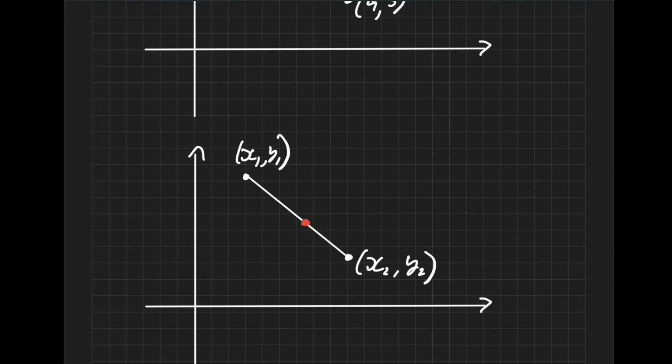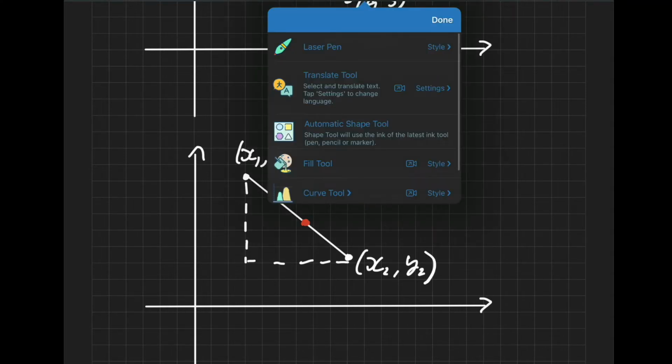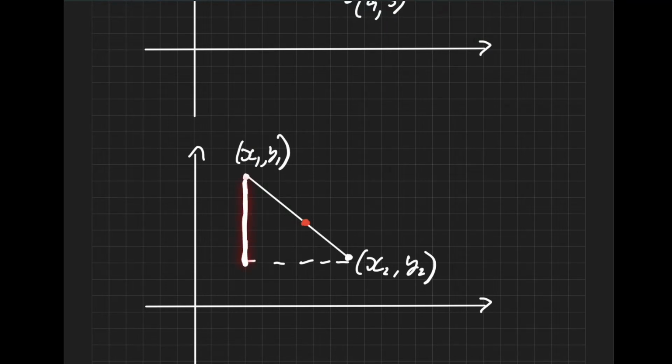So to find the distance, we could create a right triangle like so, and use the Pythagorean theorem to find the distance. But to do that, we would need to know the sides. Since I don't want to use exact points, I can't count. But we know that the distance from here to here has to be the difference between this y value and this y value. So if I subtract them, y2 minus y1 will give me that distance, in absolute value at least.